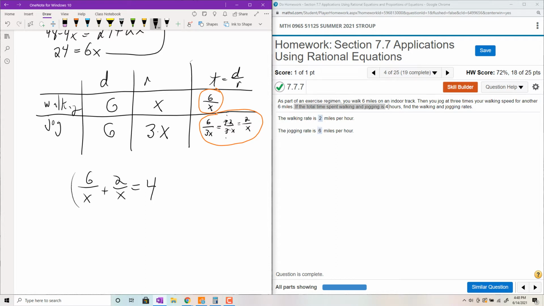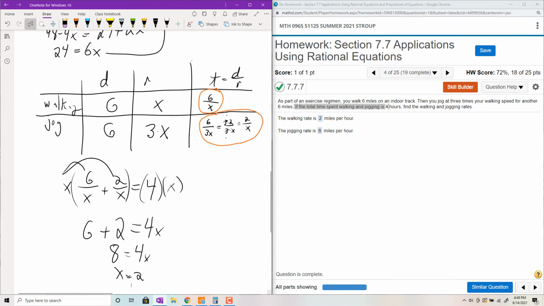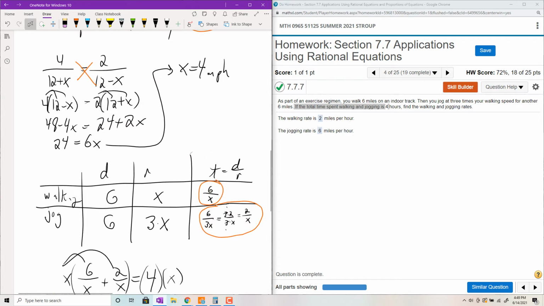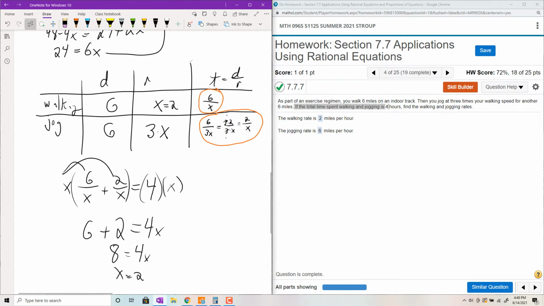We can multiply both sides by the common denominator, the LCD, x. And so here, x times 6 over x is 6. x times 2 over x is 2. On the other side, you have 4x. So 8 equals 4x, so x equals 2. And so the walking rate is a slower rate. That would be 2, x is what we just found. So that was the walking rate. And then 3 times x is 6. That should be the jogging rate. Okay, great.